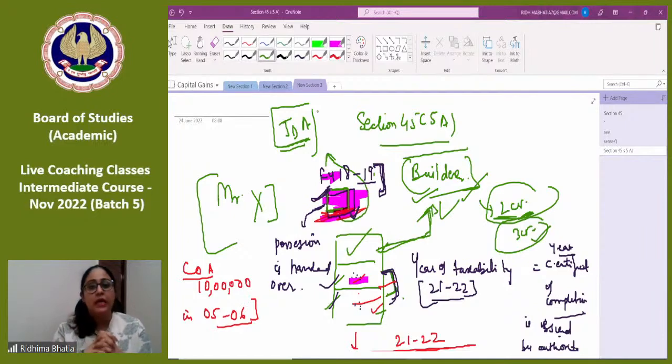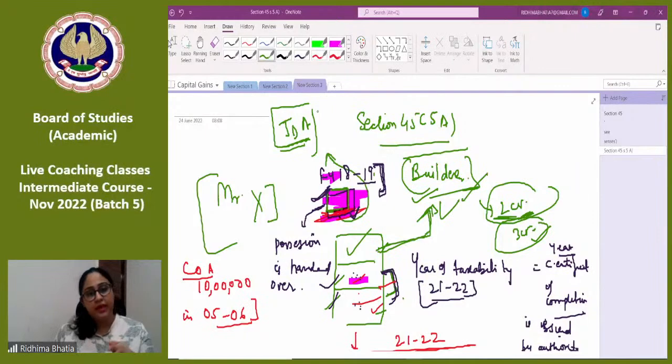Second is section 45 subsection 2, where we talked about conversion of a capital asset into stock in trade. Year of taxability is deferred to the year when the stock in trade is actually sold. But my year of transfer would be that conversion. Hence, the full value of consideration would be the fair market value on the date of conversion. Cost of acquisition, we all know. Period of holding would be till the date of transfer, which is the conversion date.